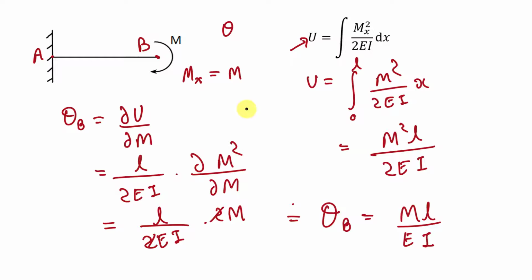So I hope that you understand how to use the strain energy method to find slope and deflection. In most cases, we are not going to use this method. Mostly we will use the double integration method to find slope and deflection. And after this, we are going to remember the formulas to find slope and deflection in different cases. And by using those formulas, you can quickly find the value of slope and deflection in the beam. Fine?